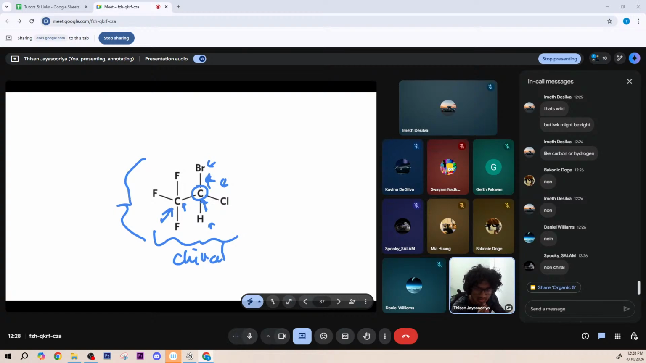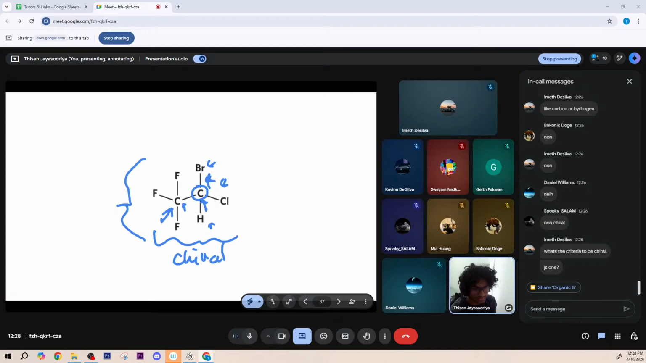Anyone else want to put in? What's the criteria for it to be chiral? It has a chiral center and it doesn't have a plane of symmetry. We'll deal with that second part in a second, but it has to have a chiral center for it to be chiral. That's what it means for it to be chiral. It needs to have a chiral center. Yeah, just one. We can have a compound with 2 chiral centers, yeah? That's still chiral, but for it to be a chiral compound, it needs to have at least 1 chiral center.